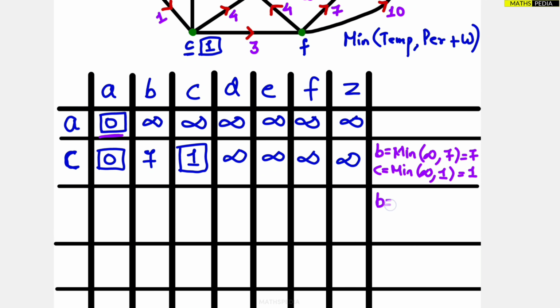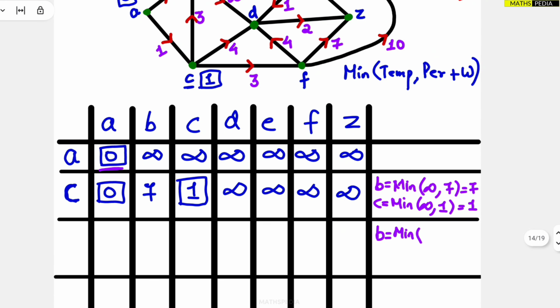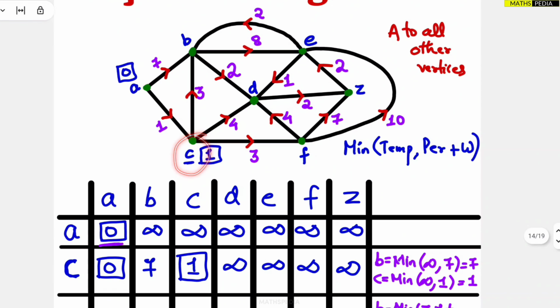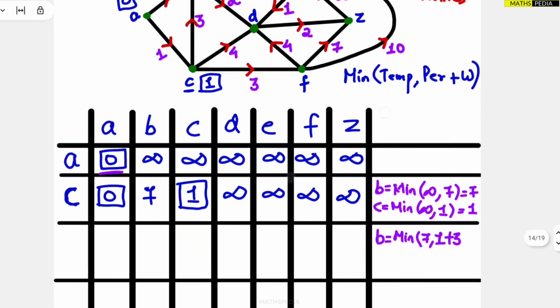So I'm starting with B. The minimum value of the temporary label of B. B's temporary label is 7. Okay, the permanent label. Now don't write 0. What is the permanent label? With respect to C we are calculating. It is 1, so you have to write 1 here. Plus what is the weight between C and B? C is now the main thing, right? C and B, what is the weight? 3, so you have to write 3 here. Now what is 7 comma 1 plus 3? 7 comma 4. What is the minimum value of 7 and 4? It is 4. So right here we have got the new value for B, which is 4.